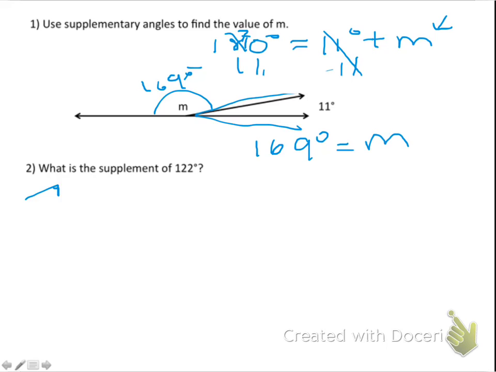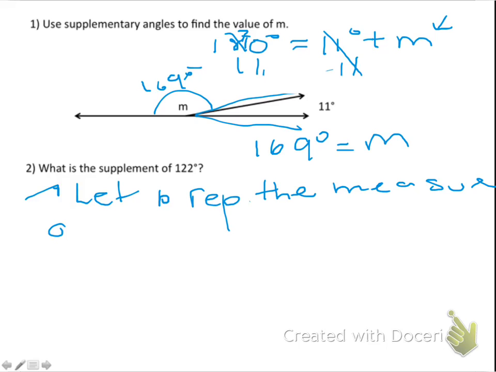Our first step is always, always, always to write a let statement. So in this situation, I'm going to say let, and use any letters, so let's use B. Let B represent the measure, which means the size, of the angle.